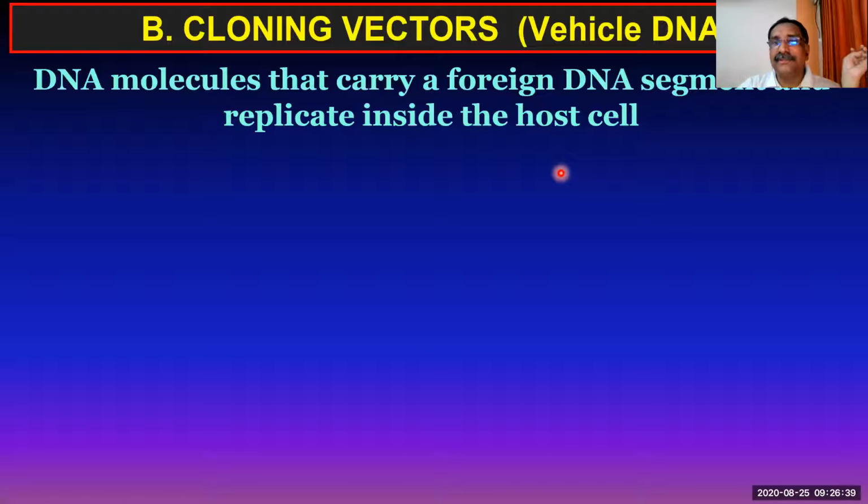Now, the second type of plasmid which we are using is called cosmids. This particular term was coined and reported by Joshua Lederberg in the year 1952.